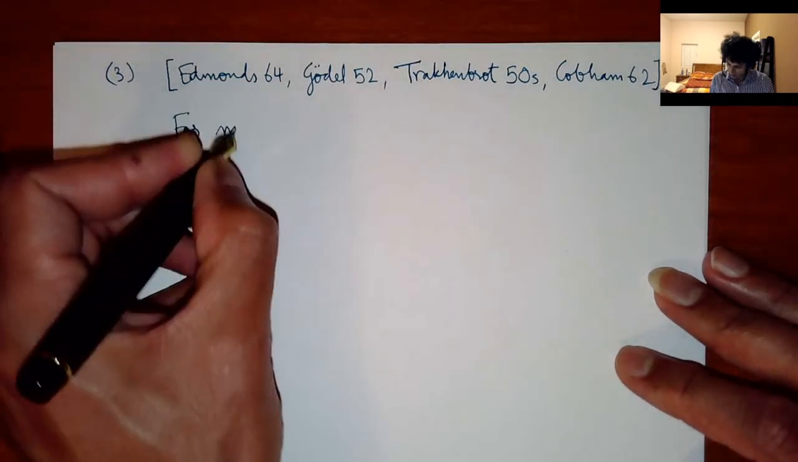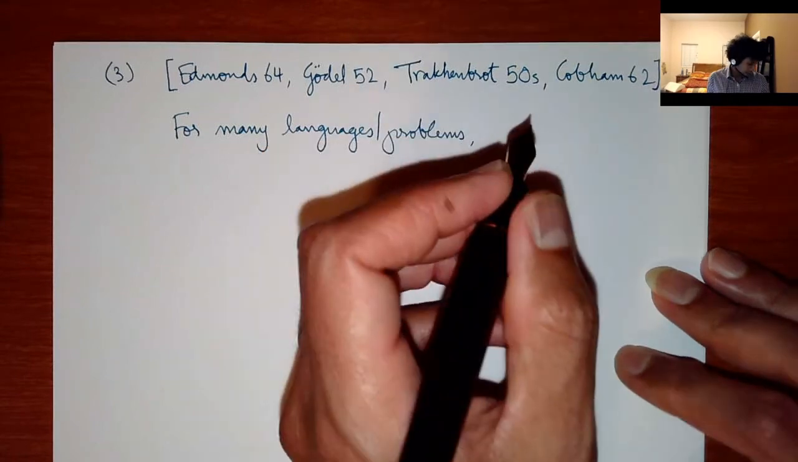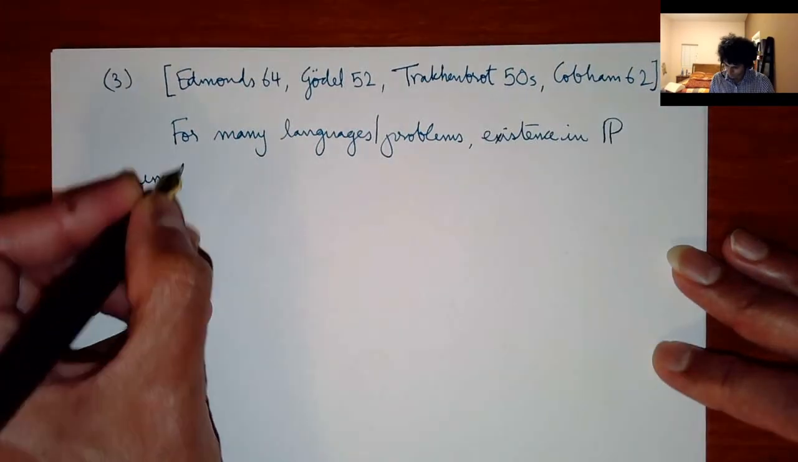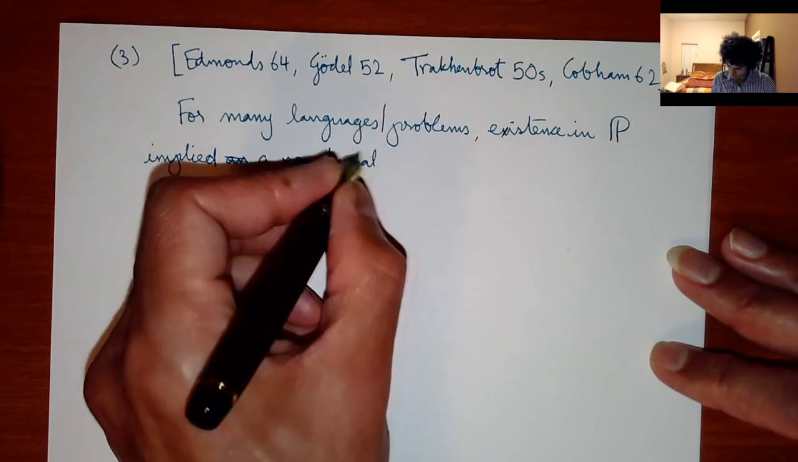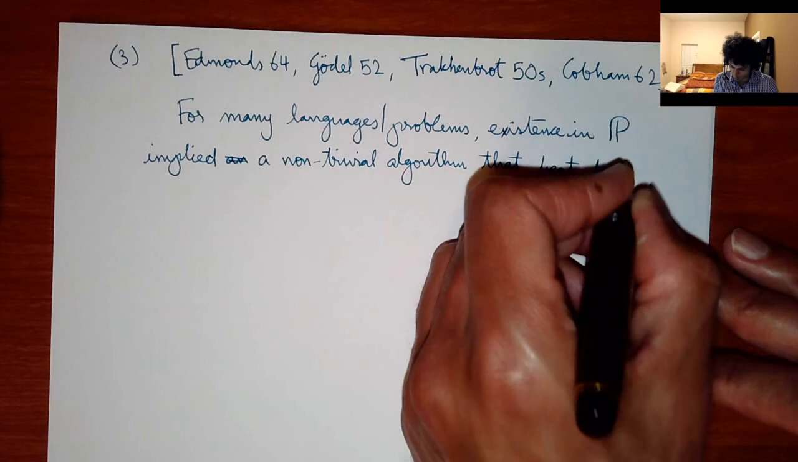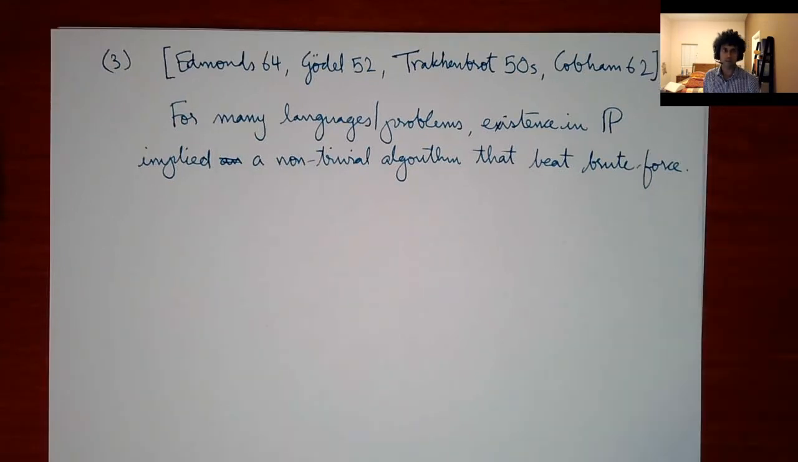And what they discovered is that for many languages or problems, existence in P implied a non-trivial algorithm that beat brute force. And we'll see more of this in this course over the next few lectures. But I think this is where it cemented this notion that P is interesting, because mathematically, when you discovered that a problem was in P, for a large class of problems, this usually implied an algorithm that beat some brute force solution. And this came up a lot in optimization theory, and this is where Trakhtenbrot started.